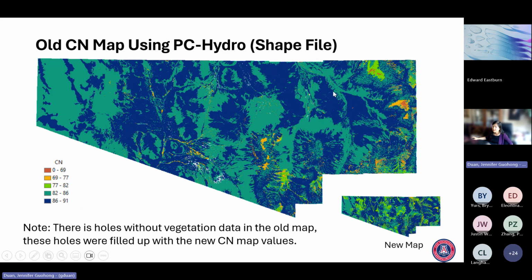And we did a comparison with the older curve number map, and this is a shapefile. Dr. Evan Canfield had this map, and it has a lot of holes. This white means there is no data, no soil data or no vegetation data, so there is no curve number. So we fill these holes with our new map's data, and our new map covers the whole area. These are shapefiles. They won't tell you the detailed 2 meter by 2 meter resolution.